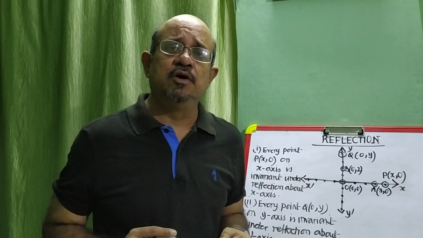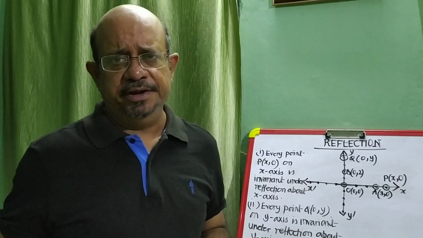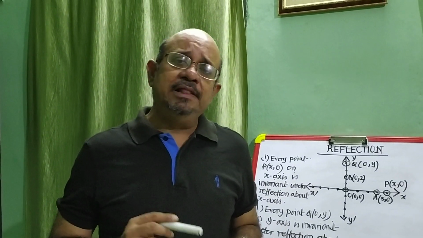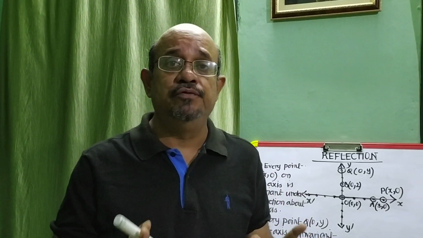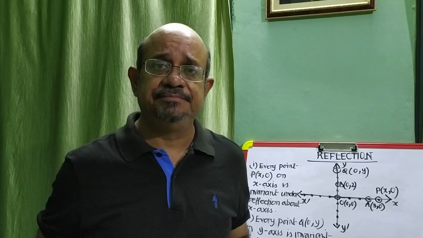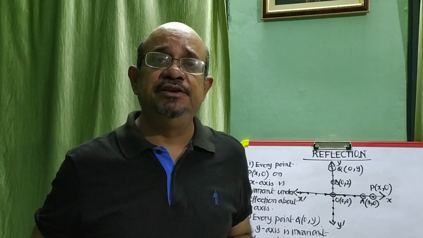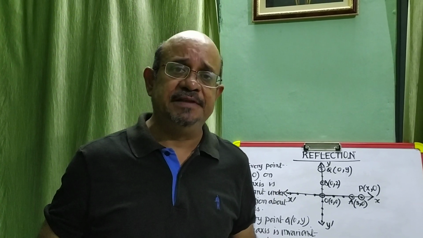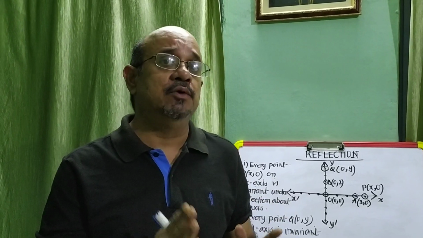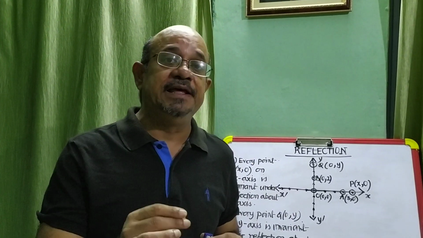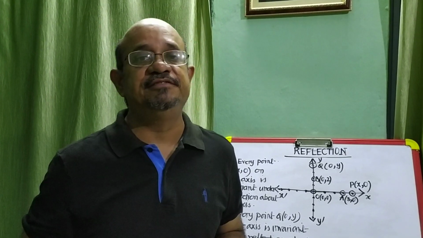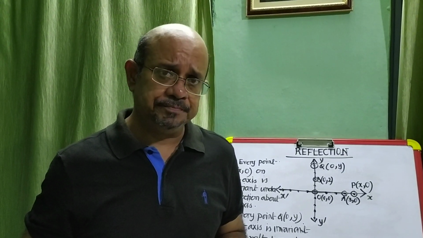We now discuss the concept of invariant points. Well, the word invariant means which does not vary, does not move, remains in the same place. A point is said to be invariant under reflection about a particular line or about a particular point if the point after reflection remains in the same place where it was before.